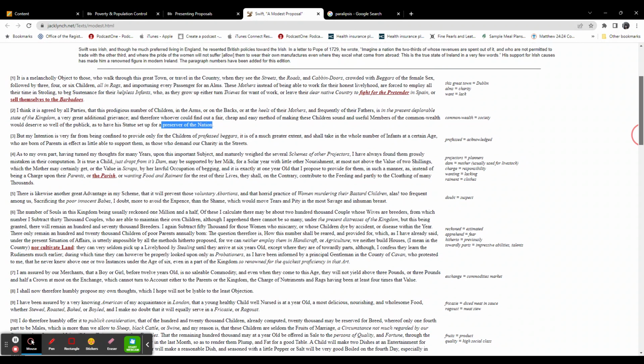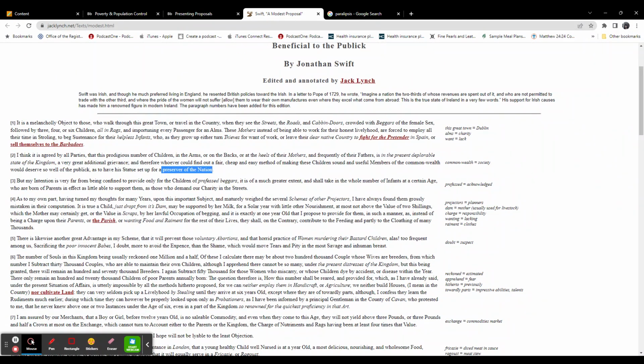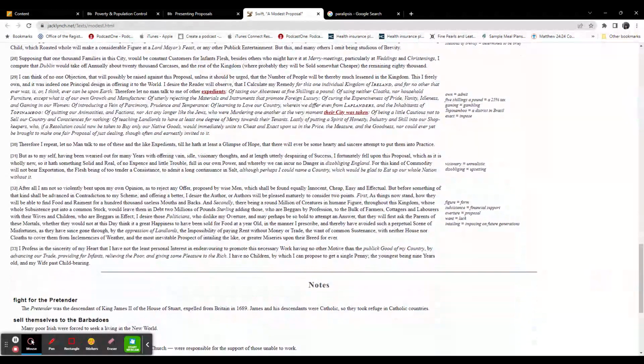So then you have to see Swift considering himself as the one who has come up with a fair, easy, cheap method, and he is suggesting that he should get the statue because his fair, easy, cheap method is a preserver of the nation. So anyone who does that is considered wise, and that person brings about an innocent, cheap, easy, effectual.